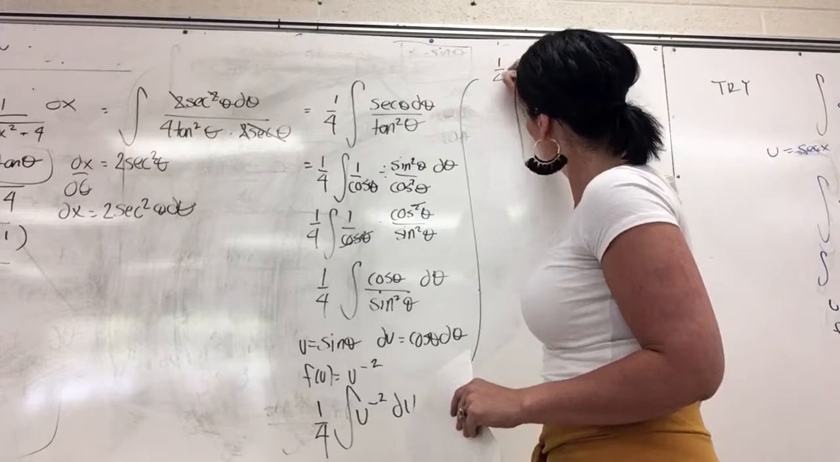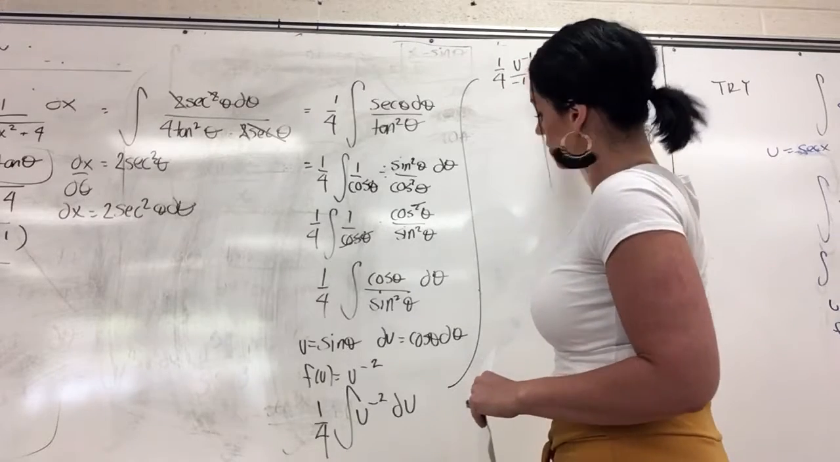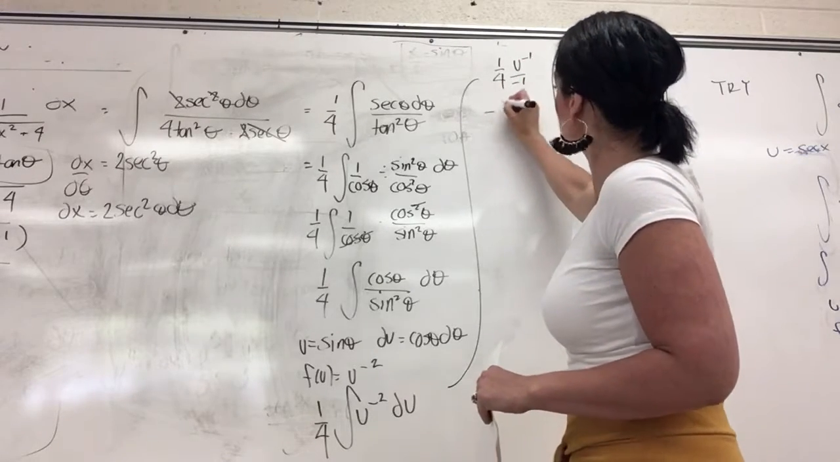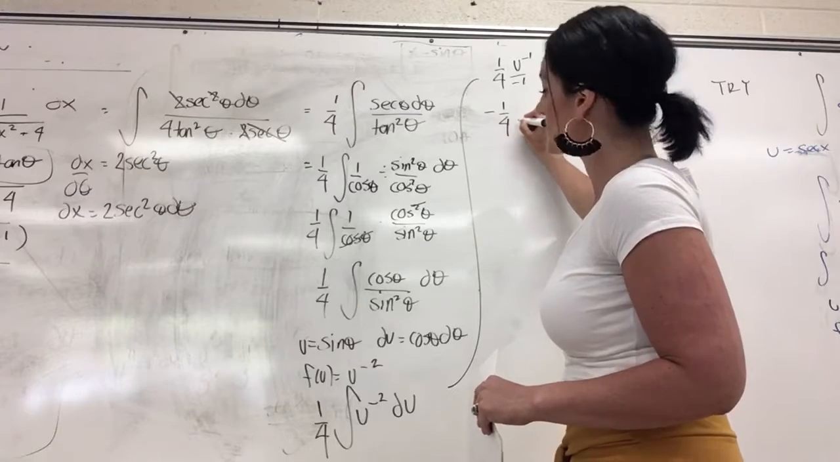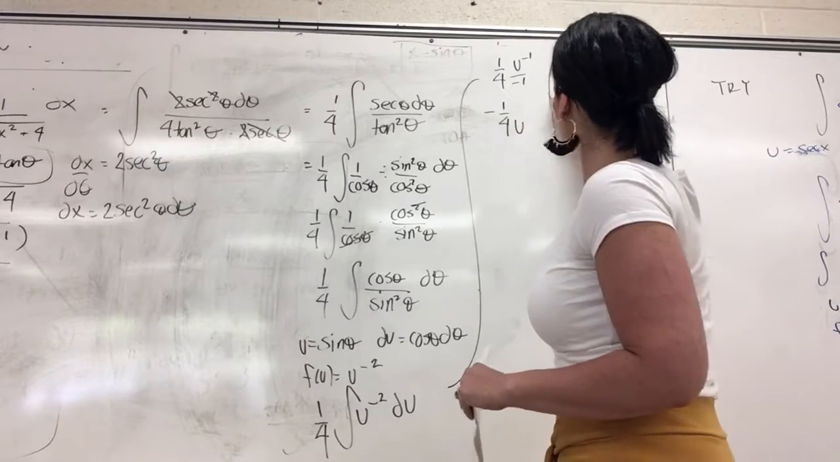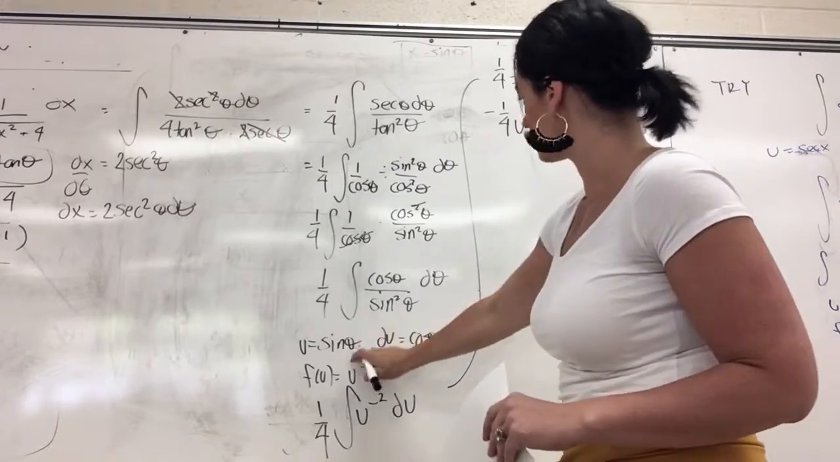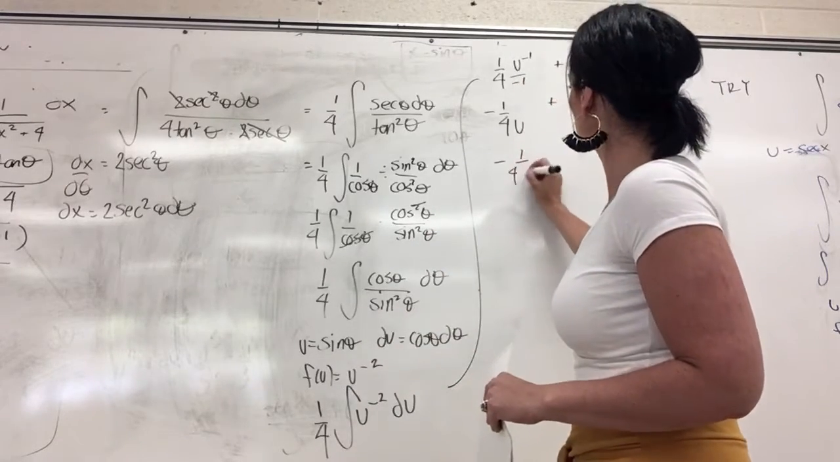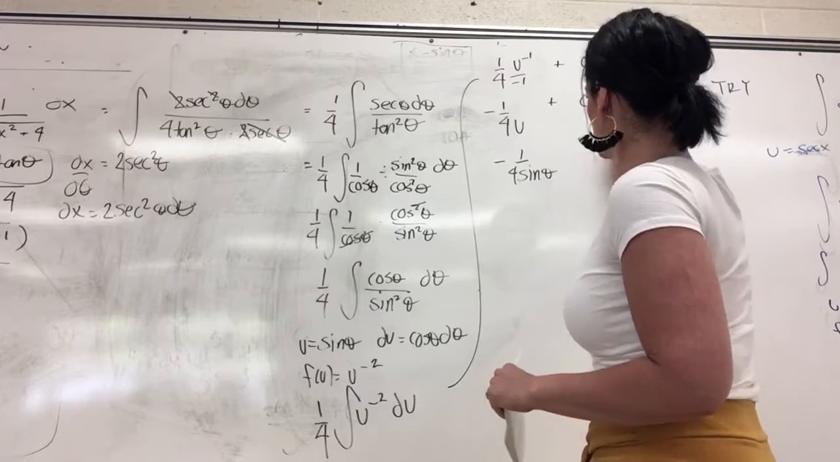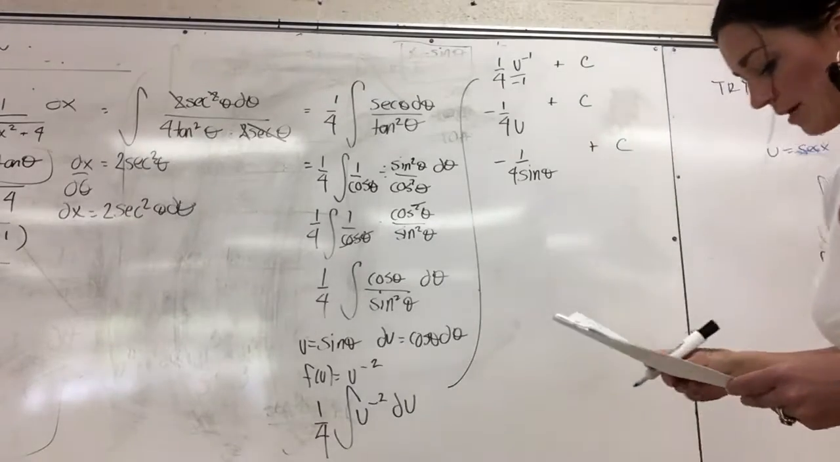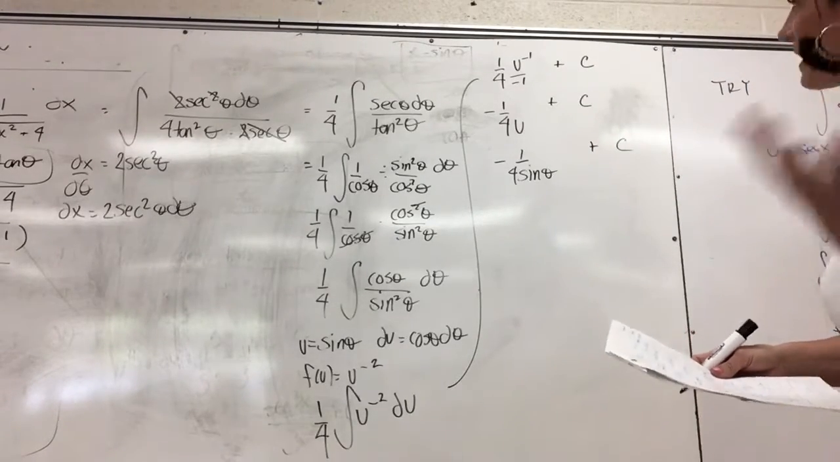So a quarter u to the minus 1 over minus 1 plus c. Let's just simplify that. Negative a quarter u plus c. U, though, we're not going to put a u in the answer. U is sine. So I have negative 1 over 4 sine theta plus c. Okay, now we get down to a point where we have an answer.